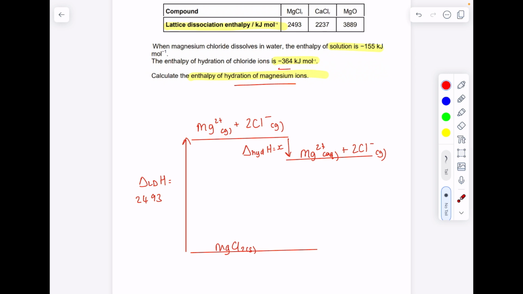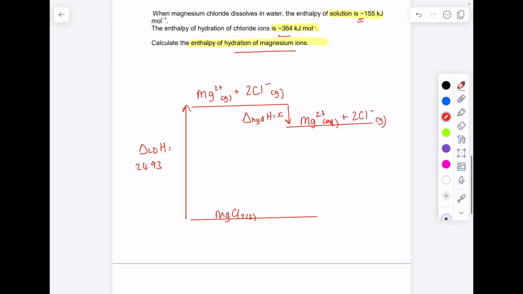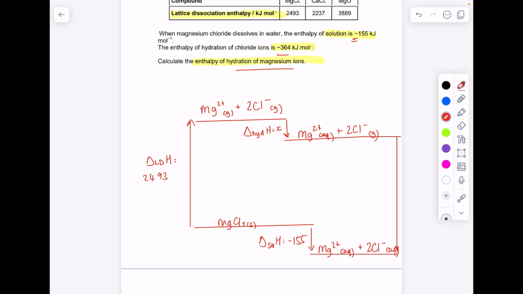We've been told that the enthalpy of solution is minus 155. That minus is important. Remember, enthalpy of solution is all about dissolving your solid and forming your aqueous ions. So because it's minus 155, you actually need to draw your aqueous ions lower than the solid magnesium chloride. So that there is minus 155. So you're now finally ready to do your hydration of chloride ions. Just drawing an arrow down here. So that's your enthalpy of hydration of chloride ions, which we know is -364.